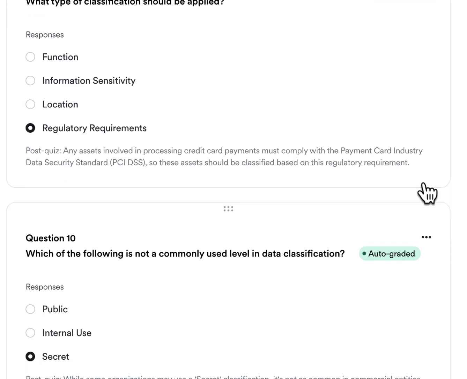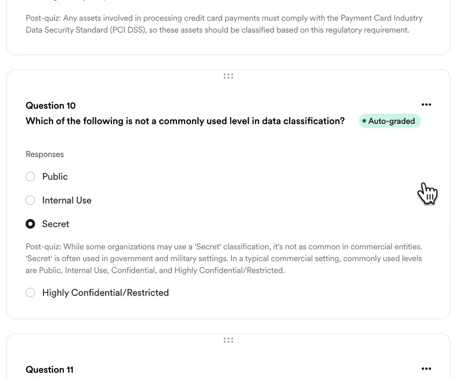And the last question for this podcast is, which of the following is not a commonly used level of data classification? A, public, B, internal use, C, secret, or D, highly confidential or restricted. And the answer is C, secret.